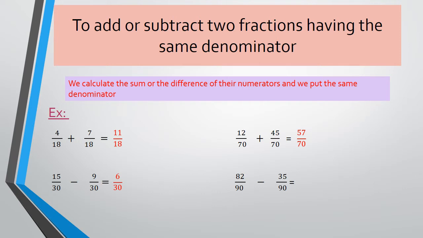The last example, 82 over 90 minus 35 over 90. Also they have the same denominator, so we subtract the numerator. 82 minus 35 equals 47 over 90.